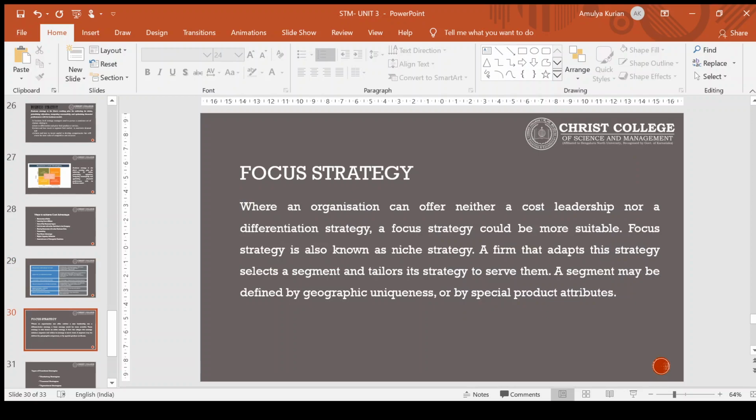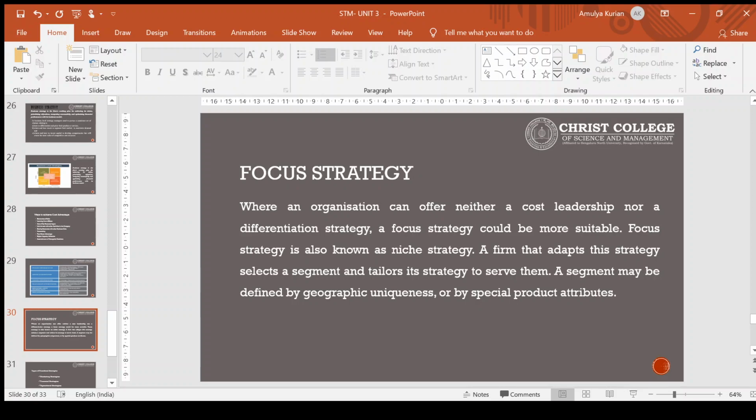The last one is focus strategy. The focus strategy is used where neither cost leadership is fully possible nor differentiation strategy is possible. In that case, focus strategy can be used, wherein a combination of both differentiation and cost leadership is taken, and based on the amount of focus which is put on cost advantage or differentiation, there will be two different focus strategies. It is basically known as niche strategy. A firm that adopts this strategy selects a segment and tailors its strategies to serve them. A segment may be defined by geographic uniqueness or by special product attributes.